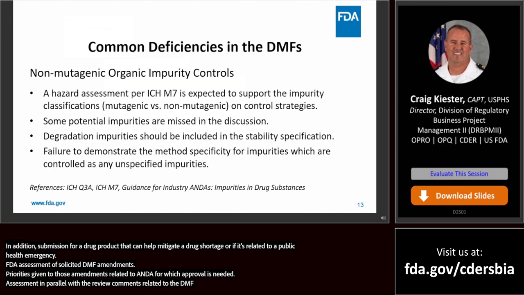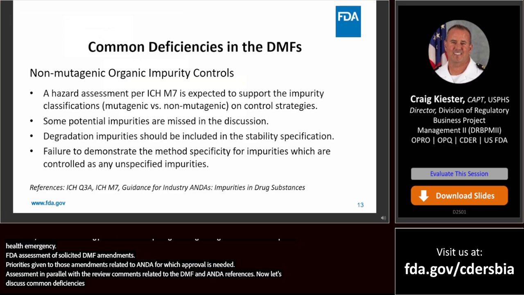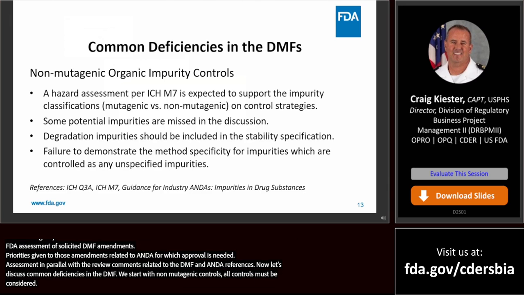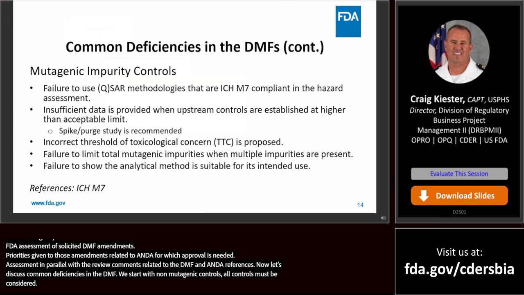Now let's discuss some common deficiencies in the DMFs. We'll start off with non-mutagenic organic impurity controls. All potential impurities need to be included in the discussion. This includes starting materials, intermediates, including in situ intermediates as appropriate, byproducts, and impurities in the starting material and intermediates, as well as their continued reactions in the process. Common deficiencies in the DMF.